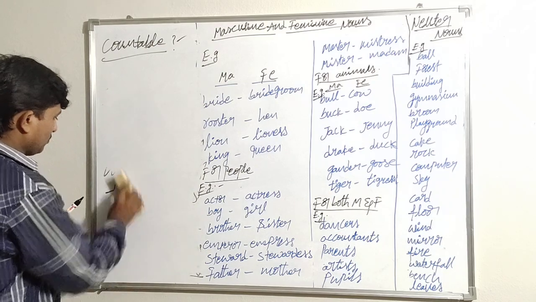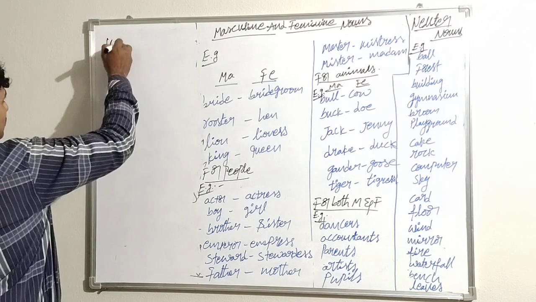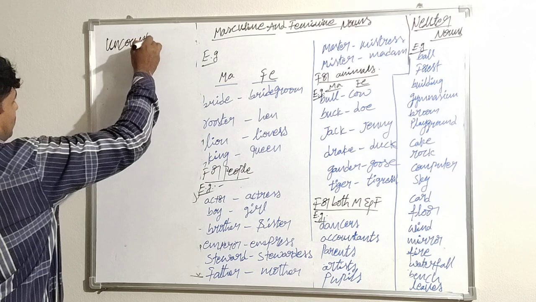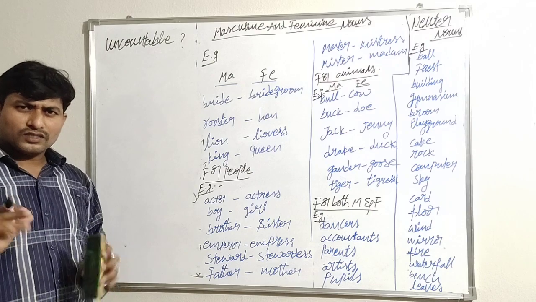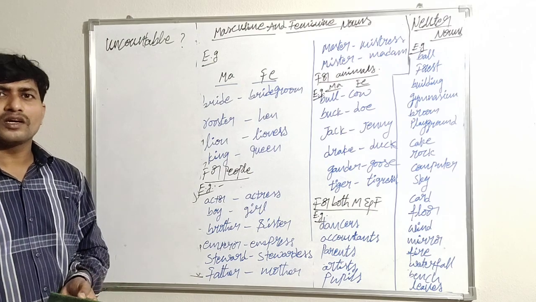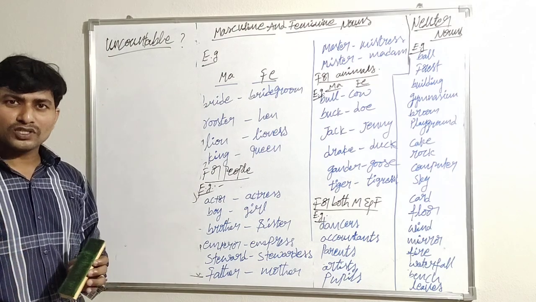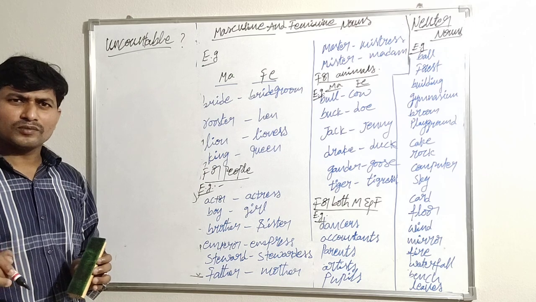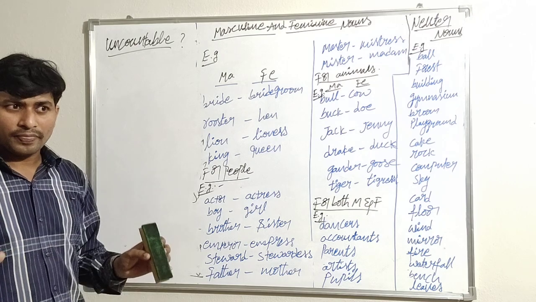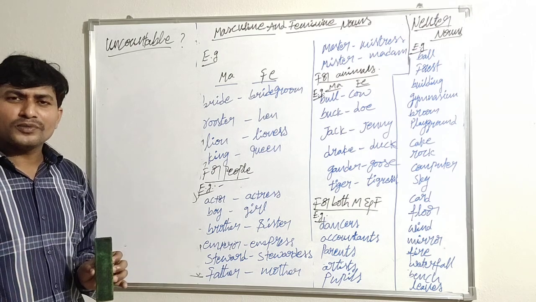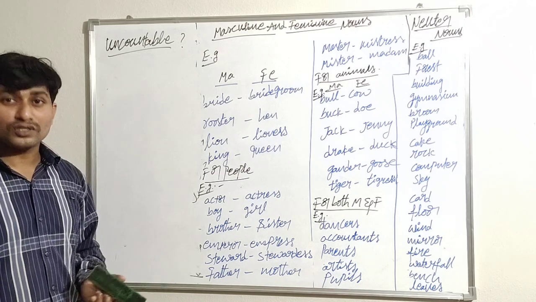Now, let us discuss what an uncountable noun is. What is an uncountable noun? It is vice versa. Countable means what you are able to count. Uncountable means what we are unable to count. Unable to count is nothing but innumerable. Innumerable means countless. There is a thing in front of us, but we are unable to count.